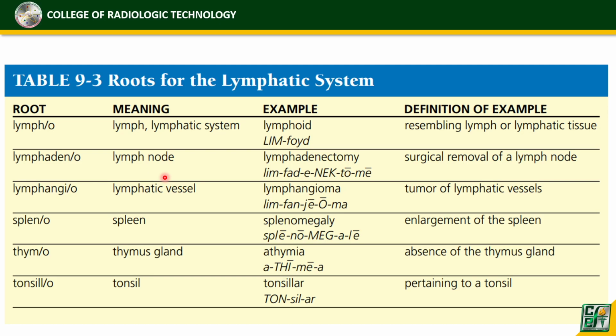Example niya ay lymphadenectomy, surgical removal of a lymph node. Then we have lymphangio. Lymphangio means lymphatic vessels. So example is lymphangioma, tumor of the lymphatic vessel.